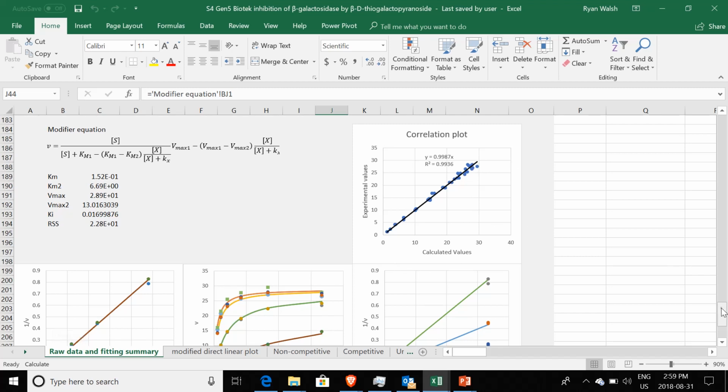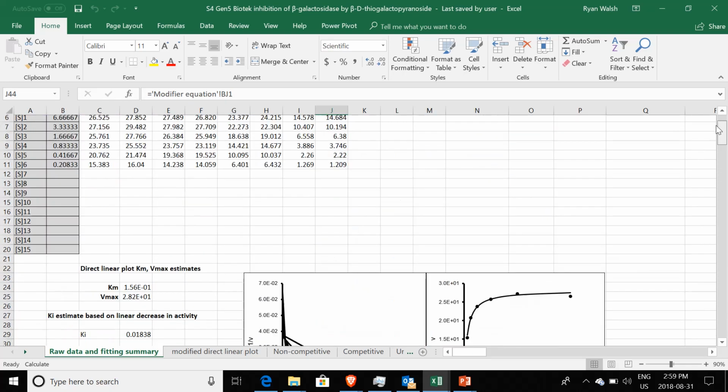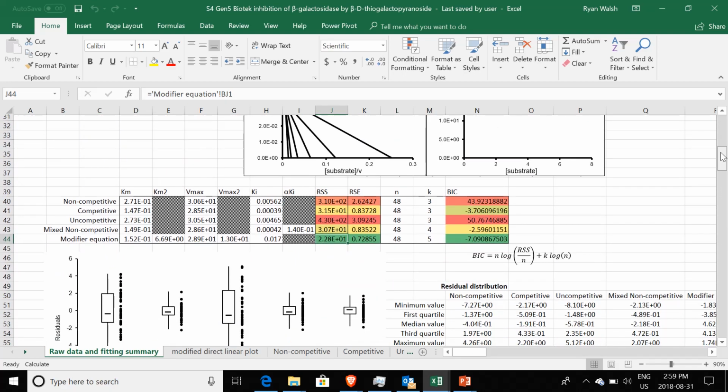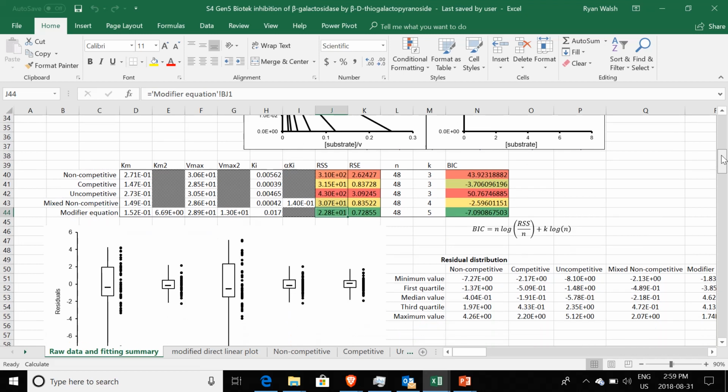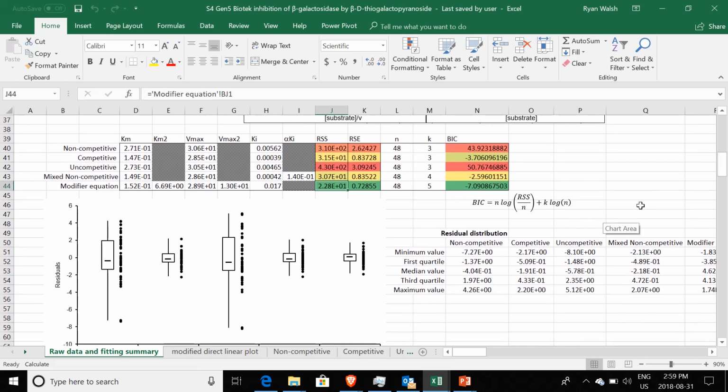So does this data conform to the classical competitive inhibition model? Potentially, but the modifier equation does seem to produce a better fit.